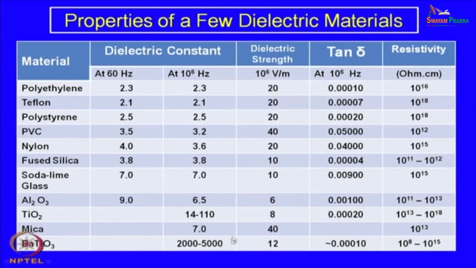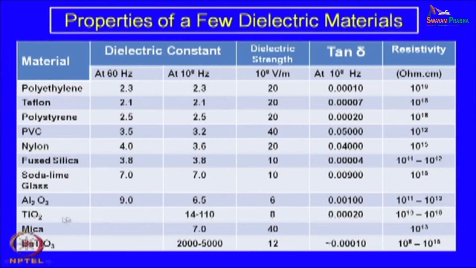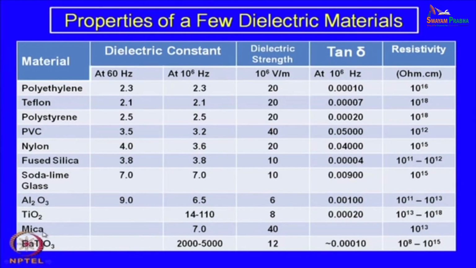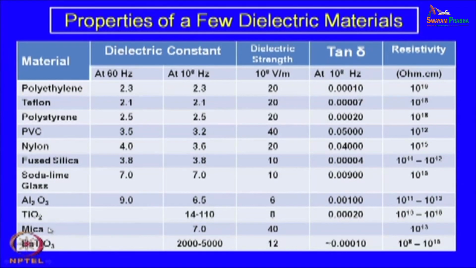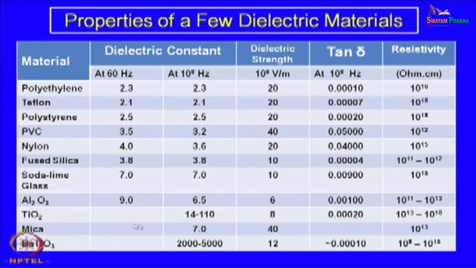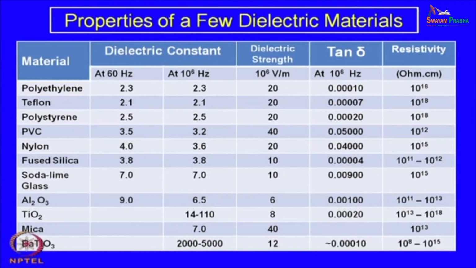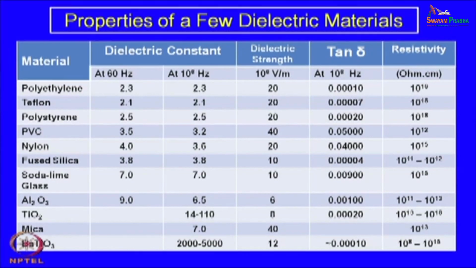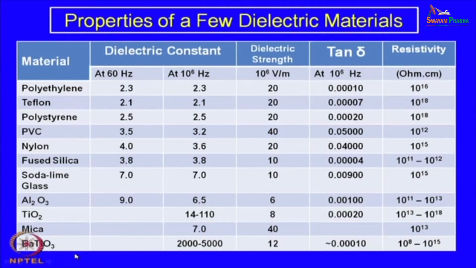These 3 ceramic oxides are very special. As you can see, titanium oxide or titanium dioxide, mica. Mica is a natural mineral, it is not a synthesized mineral, just natural flakes of mica can be used, in fact has been used very extensively for a long time for making capacitors.